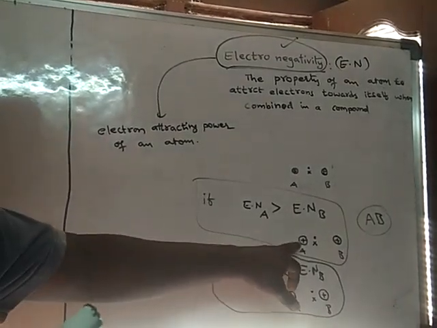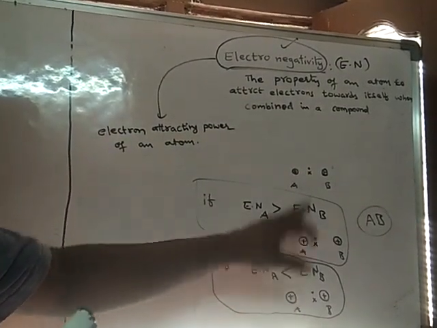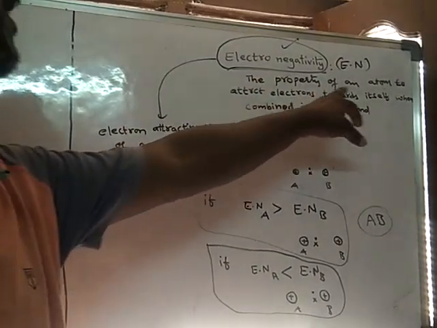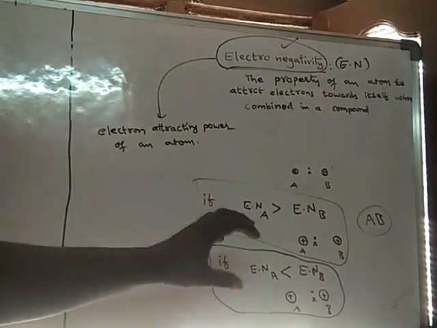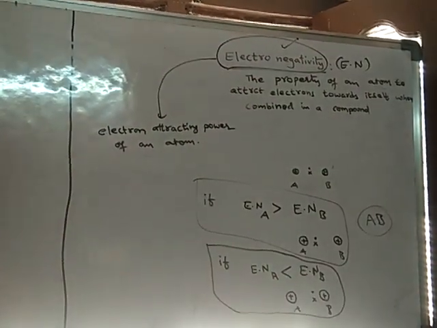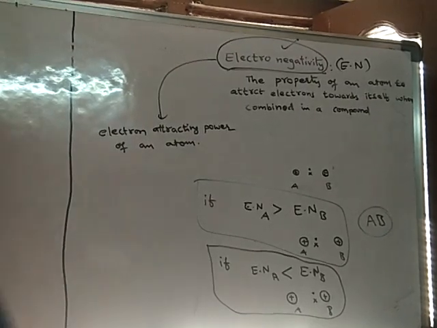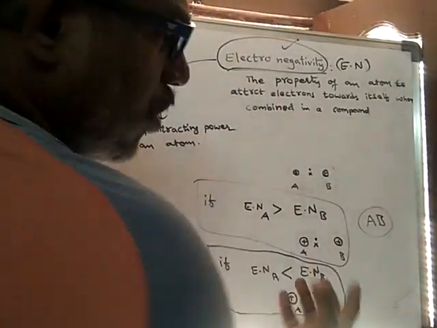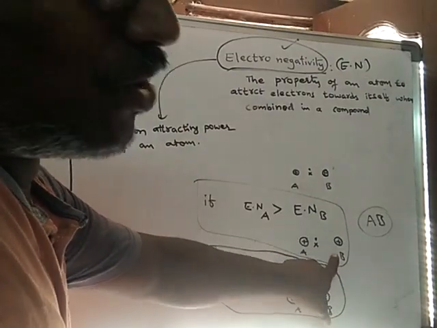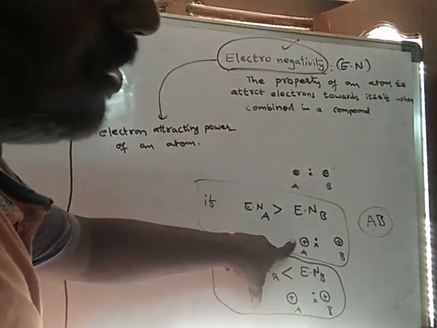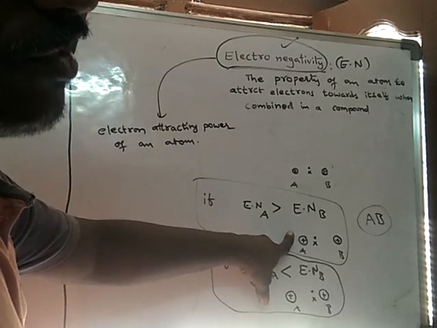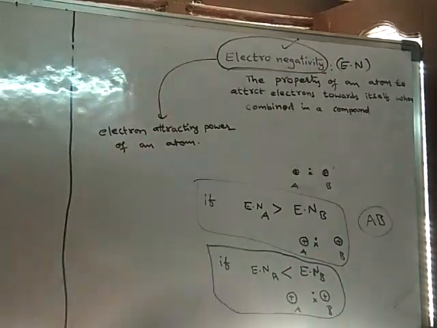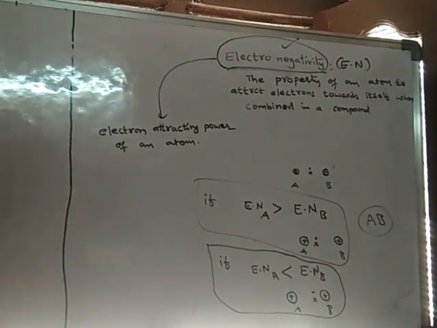So here the attracting ability, or else that property, is called electronegativity. Electronegativity is nothing but the property of an atom to attract electrons towards itself when combined in a compound. So this is called electronegativity. Even B is also having electronegativity, but its electronegativity is less, and A's electronegativity is more. So this electron pair will move towards the atom which is having more electronegativity.